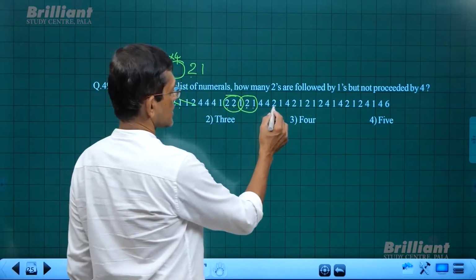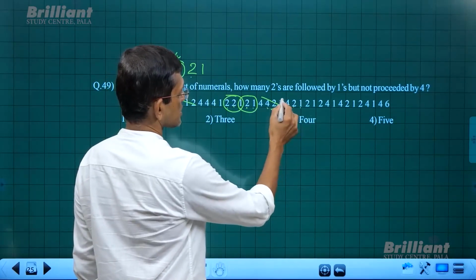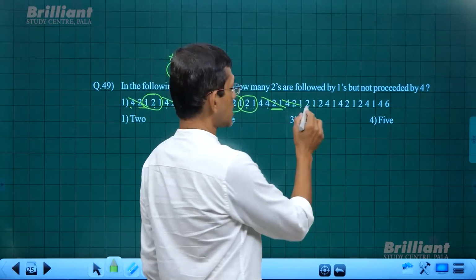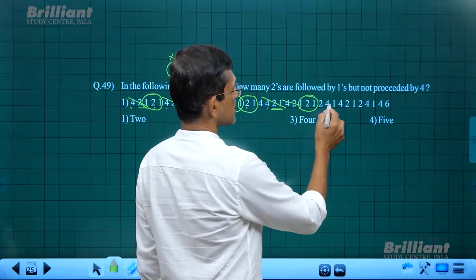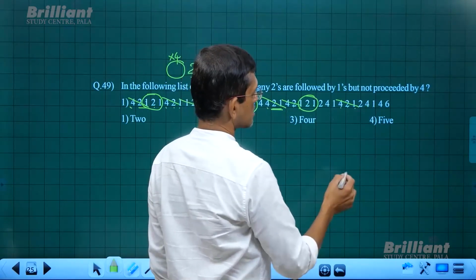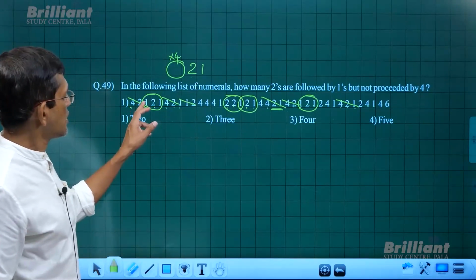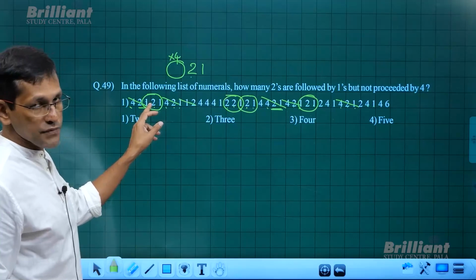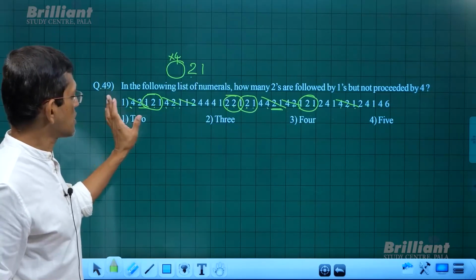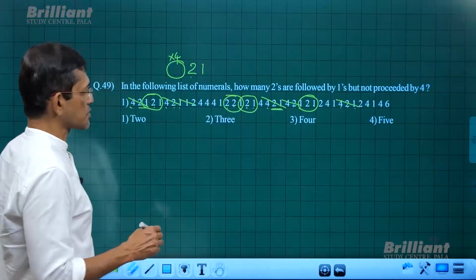Then we have a 2-1 here, but before that's a 4, so it doesn't work. Another 2-1 here, before that's a 4, it doesn't work. Then we have a 2-1 here, before that's a 1, so that's possible. Then we have a 2-1 here, before that's a 4, it doesn't work. This is 4-1, that doesn't work. We need to have 2-1. So ultimately we have 1, 2, 1. After 2 there's a 1, and before 2 there shouldn't be a 4. That's correct. So 1, 2, 3, 4 such groups are there. So the answer is 4.